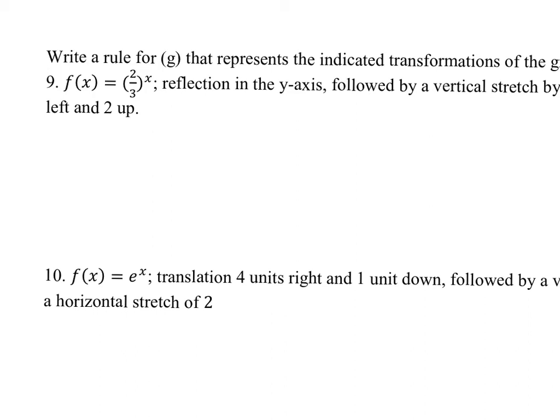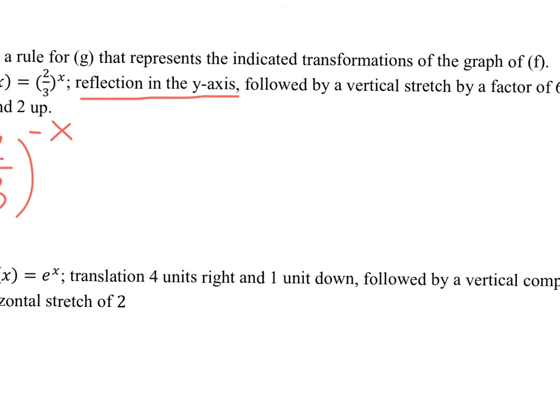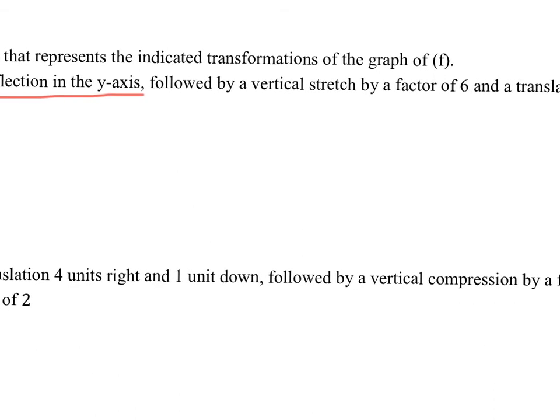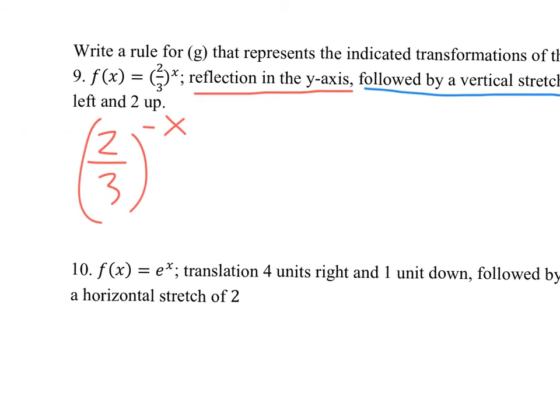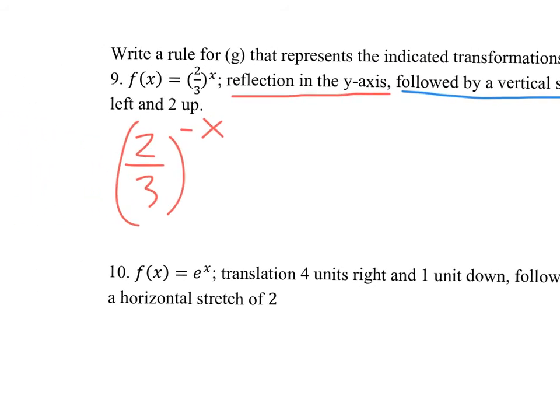We're going to reflect this over the y-axis. That means we're going to replace the x values with a negative x. So that will give us 2/3 to the negative x. We then want to do a vertical stretch by a factor of 6. Well, vertical stretch by a factor of 6 means we're going to take whatever we had, we're going to multiply all of it by 6.